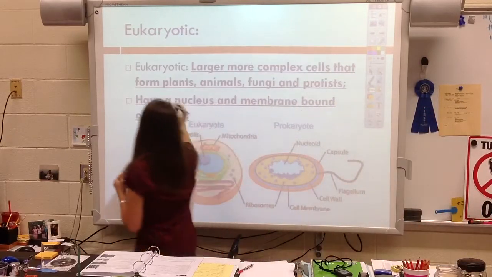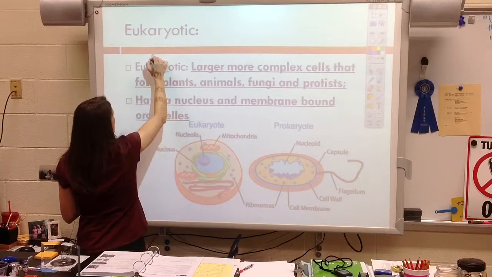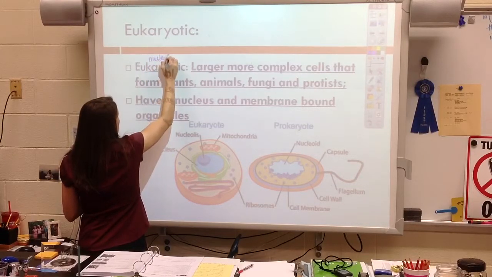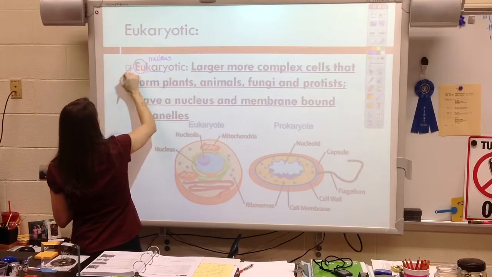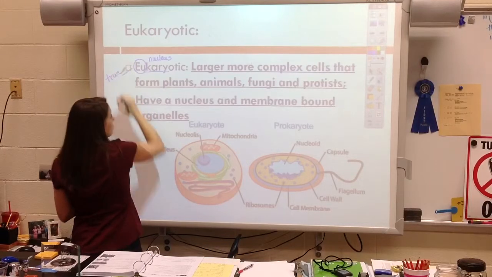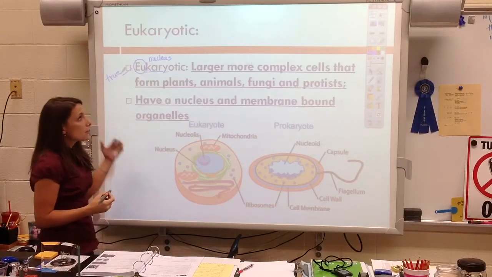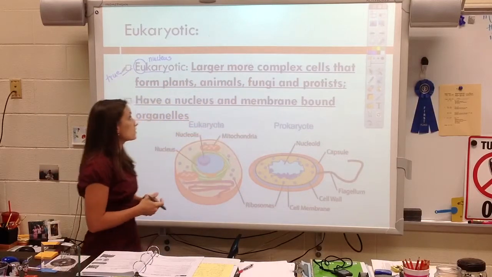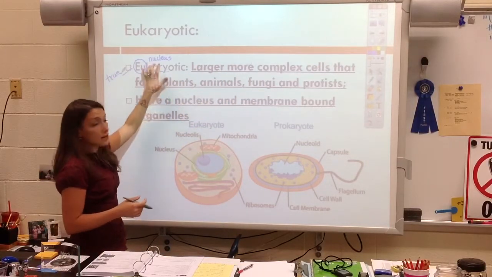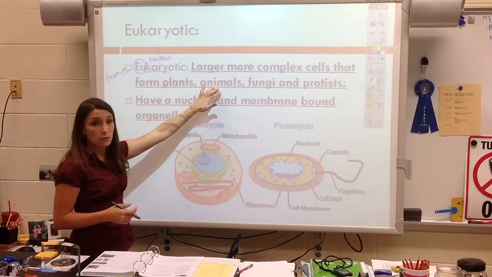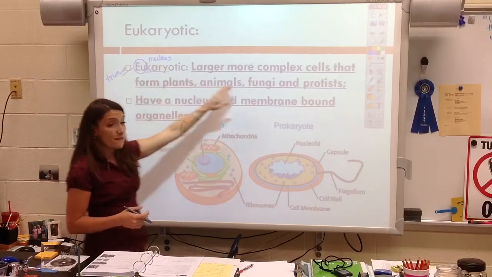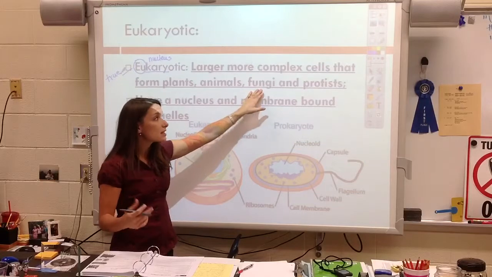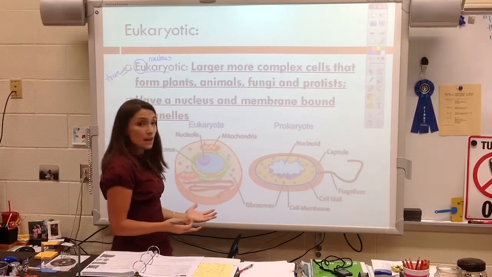Eukaryotic. Karyo, meaning nucleus, and eukaryotic cells: animals are made of eukaryotic cells, as are fungi like mushrooms and yeast, and protists like even the amoeba.